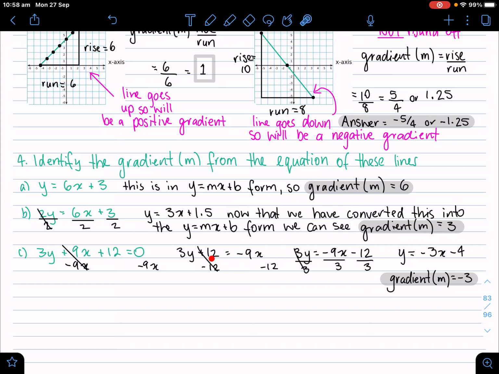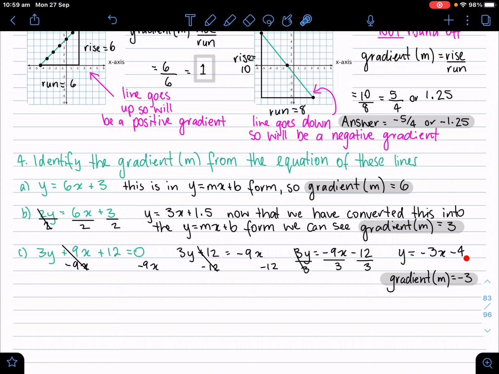I still need to get the 12 across. So the opposite of plus 12 is minus 12. Whatever I do on one side, I have to do on the other. So that cancels that out. But y is still not by itself. I still have 3 times y. So the opposite of 3 times y is divided by 3. Whatever I do on one side, I have to do both things on the other side. So now I have y equals negative 3x minus 4.